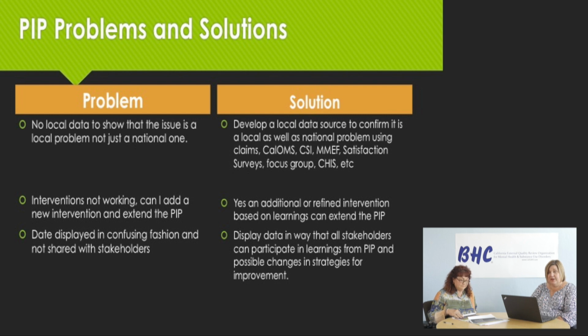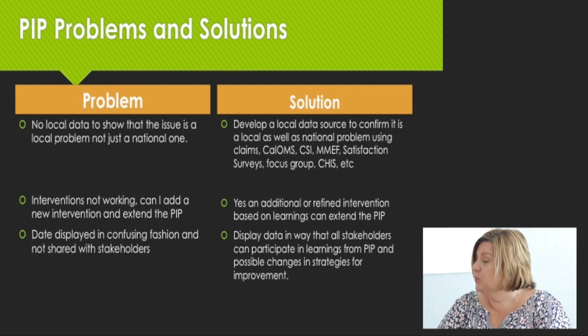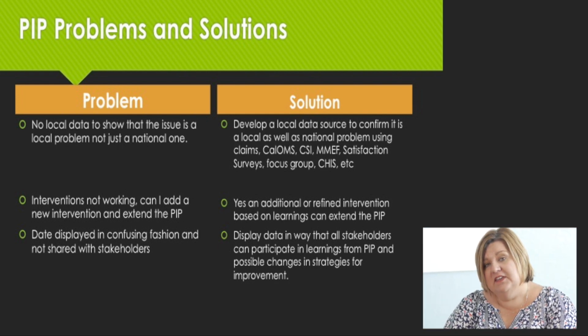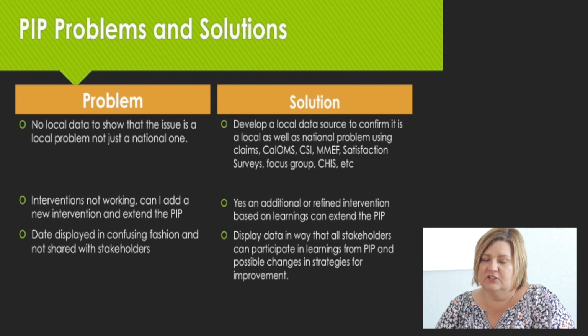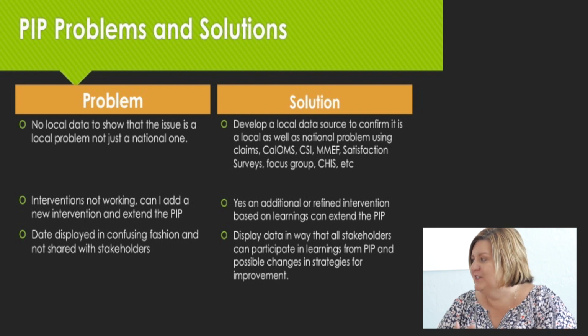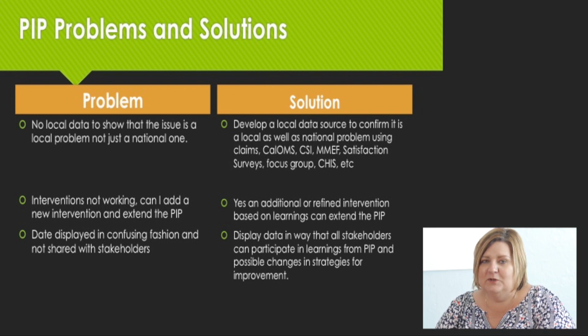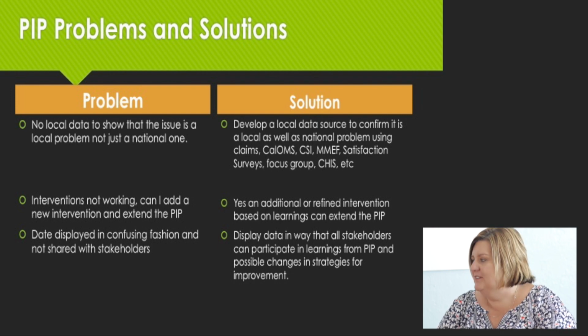The next problem that we have identified is that the data is displayed in a confusing fashion and/or not shared with stakeholders. So I think that this is something that we often do. I think the expression for this is that we can't see the forest for the trees. We're too busy looking at what we're trying to do. We put together a chart or a table that makes sense to us. Right. But when we let others look at it, it may not make sense to them.